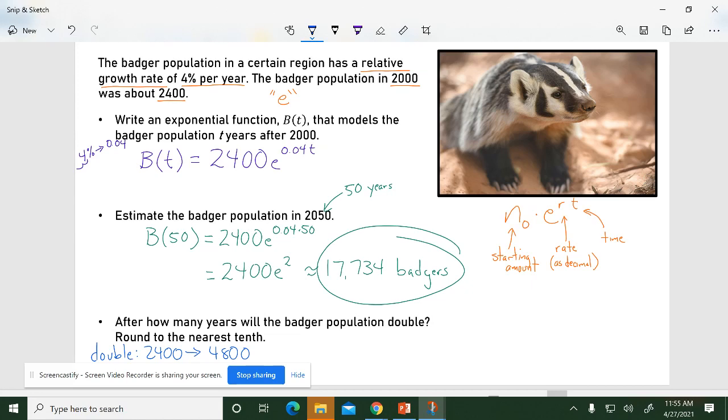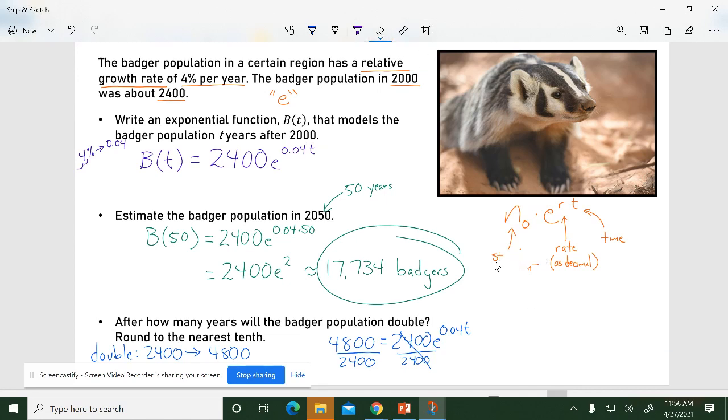So what we're going to do is set it up like this. We're going to say 4,800, our final amount, is equal to the original amount times e to the 0.04t, because what we don't know is the number of years, the amount of time. So first thing I want to do, as always, is divide by that initial number. So divide by this 2,400 to simplify this. And the nice thing is we know that 4,800 is twice as big as 2,400. So we know when we divide that, we're going to get 2.